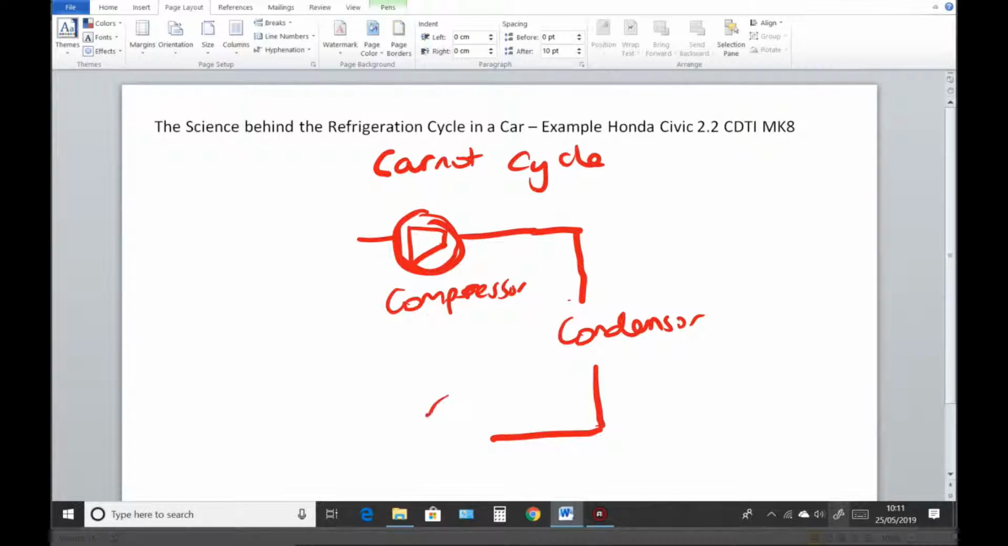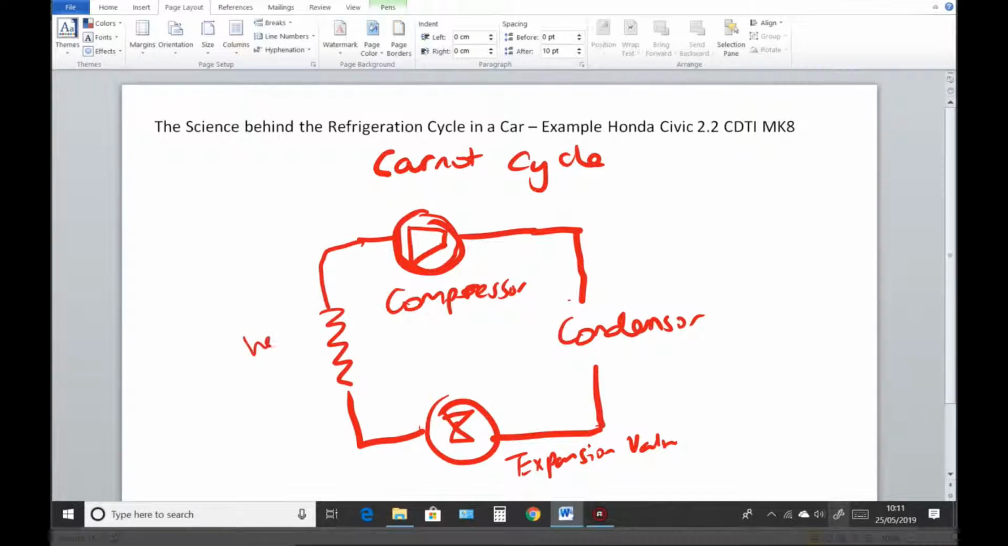And you've got what we call an expansion valve. It used to be called a throttle valve. That's also in the car. I can't remember how they draw it. Something like this, I think. Then you've got the bit inside your car, the heat exchanger, and that's the thing that gives you the cool air. The proper word for it is the evaporator.